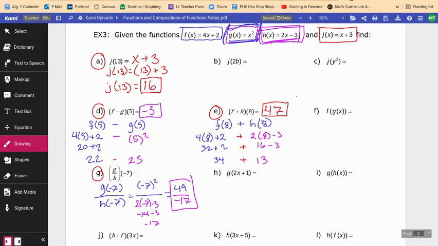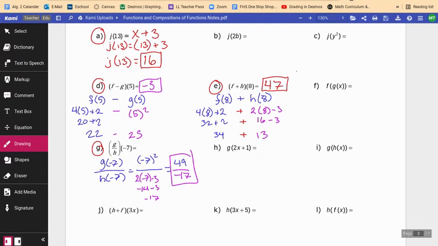Okay, so those are a little bit more complicated compositions. So those are what we consider compositions. We use our functions with values to find out a given value.